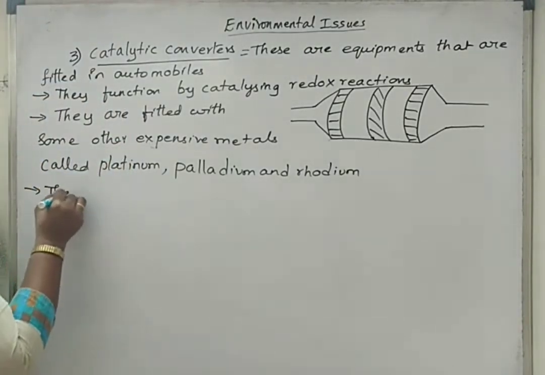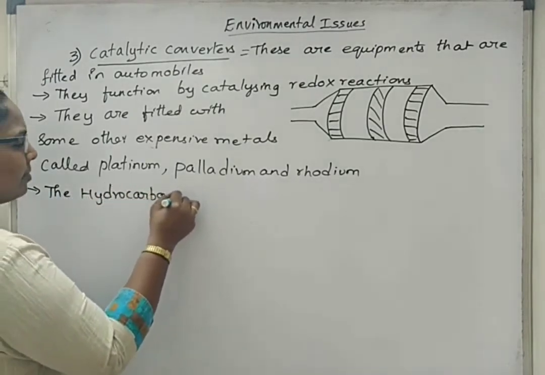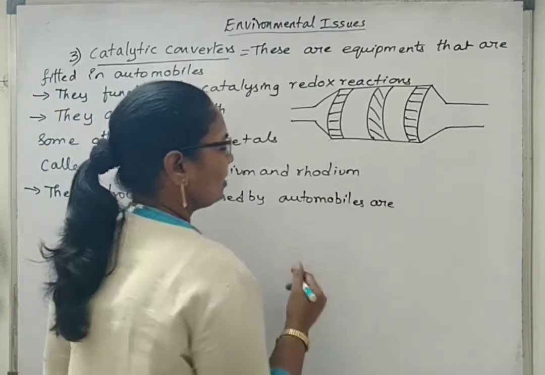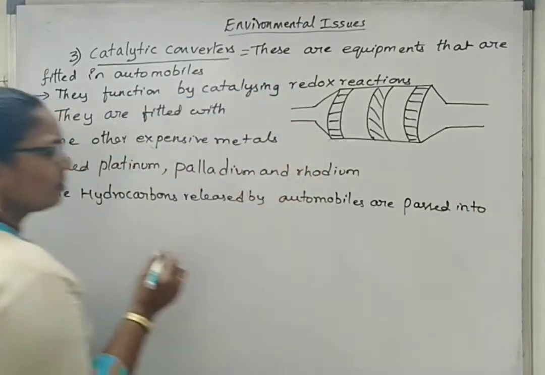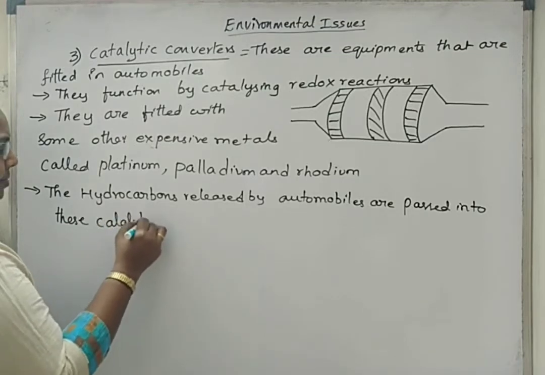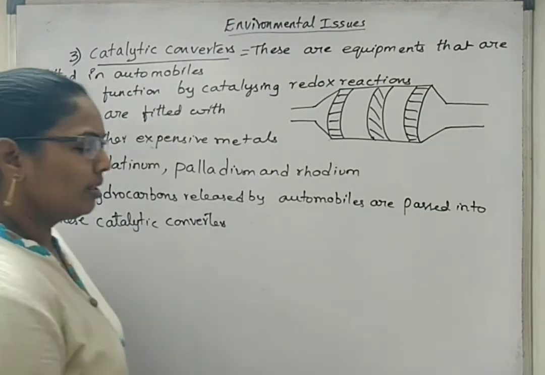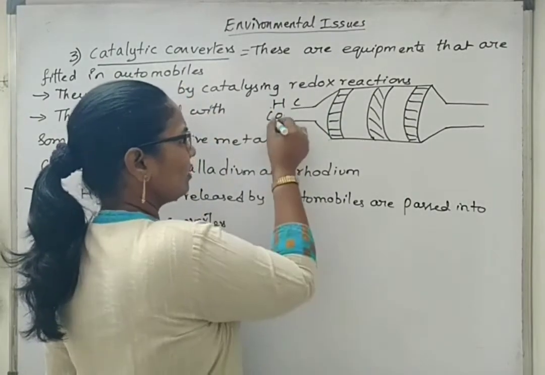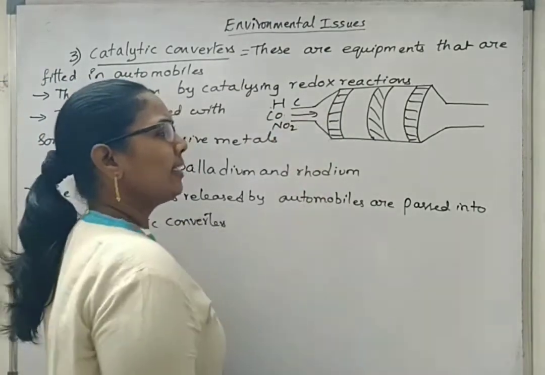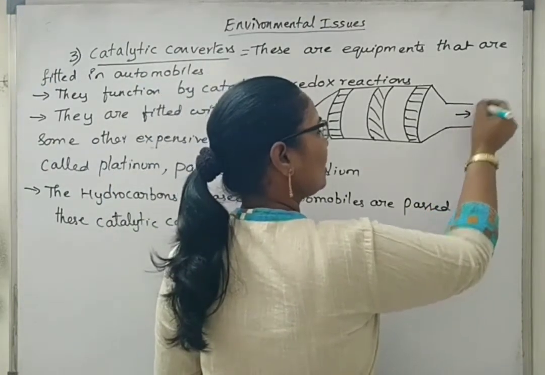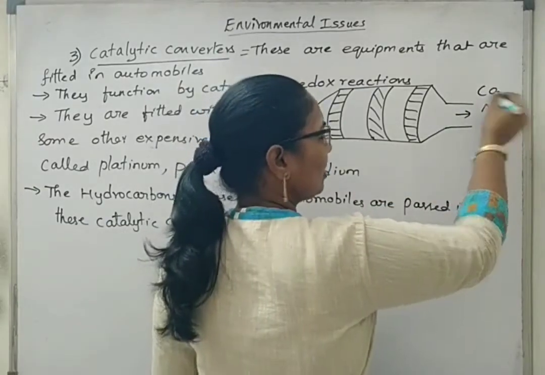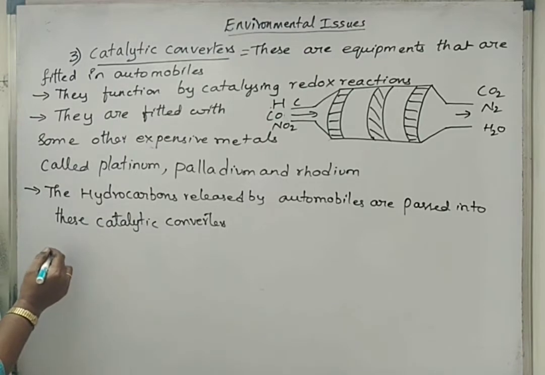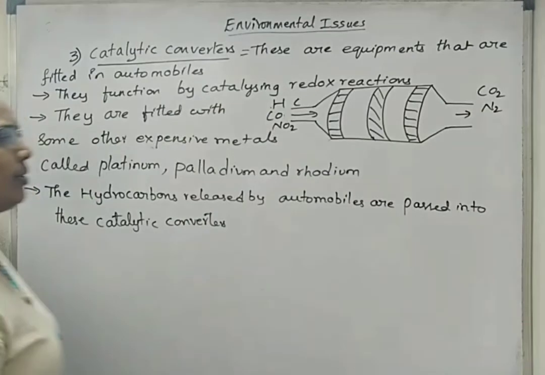Now, the hydrocarbons released by automobiles are passed into these catalytic converters. So here we can write the hydrocarbons, carbon monoxide and nitrogen dioxide, which are passed into the catalytic converters. After filtration, these are released out in the form of carbon dioxide, molecular nitrogen, and water.